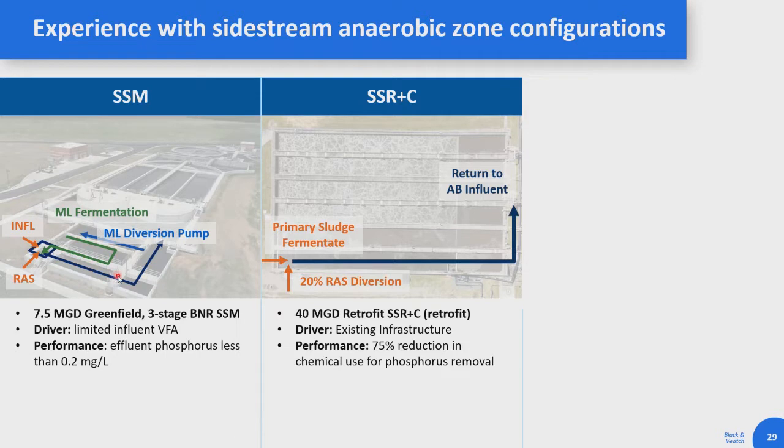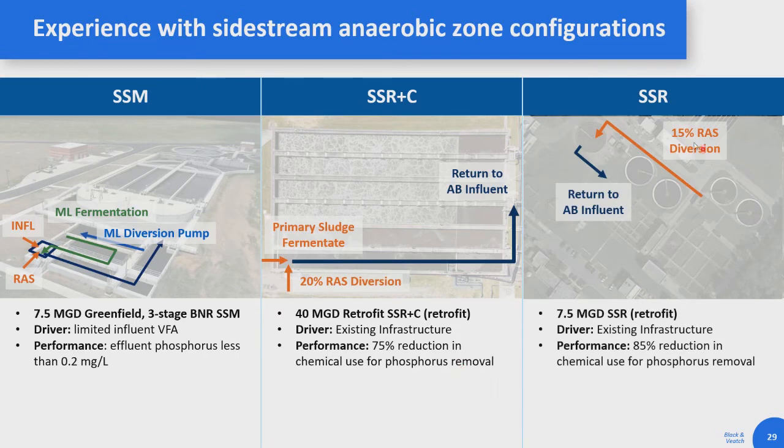It's kind of a unique configuration. Maybe it's possible, but a lot of times it requires some new tankage. This RAS fermentation, it's pretty easy to implement a lot of times with existing infrastructure. And for this facility, they've reduced their chemical use by 75% for phosphorus removal. So it's a huge savings with relatively small investment in infrastructure.